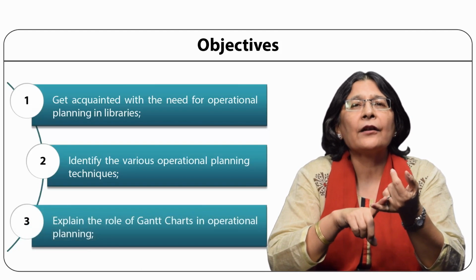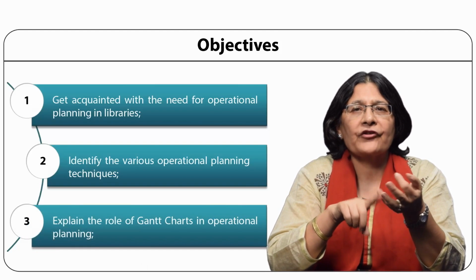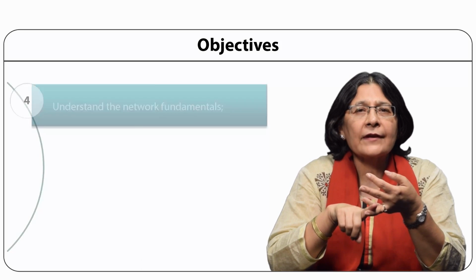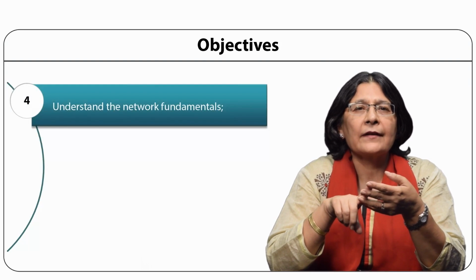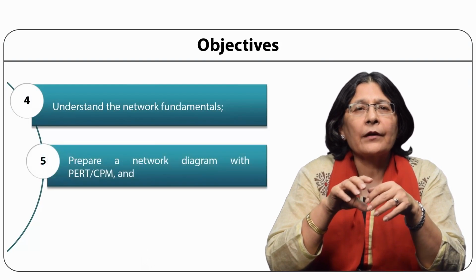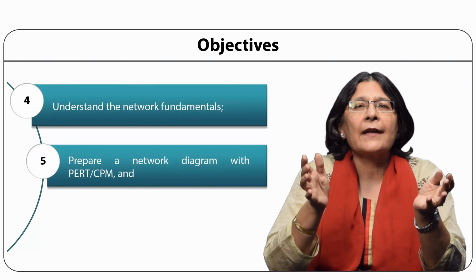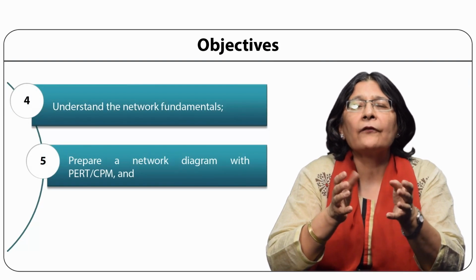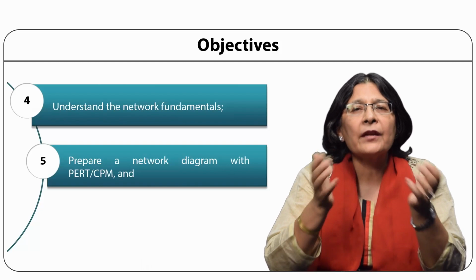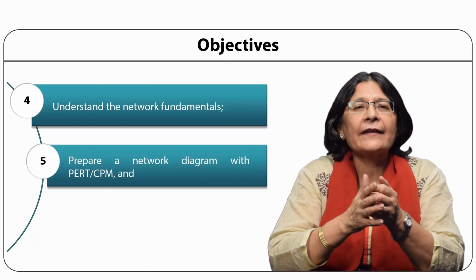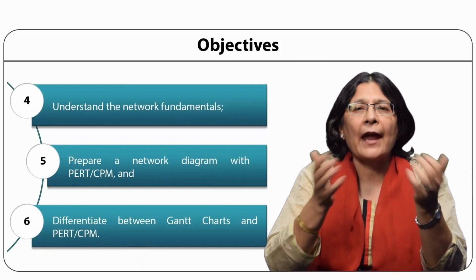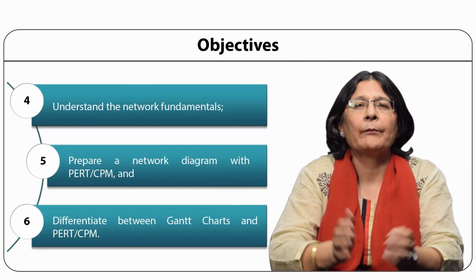We will explain the role of Gantt charts in operational planning. We will try to understand the network fundamentals. We will try to prepare a network diagram with PERT and CPM. We will also learn what PERT is all about and what CPM is all about. And lastly, we will try to differentiate between Gantt charts and PERT CPM.